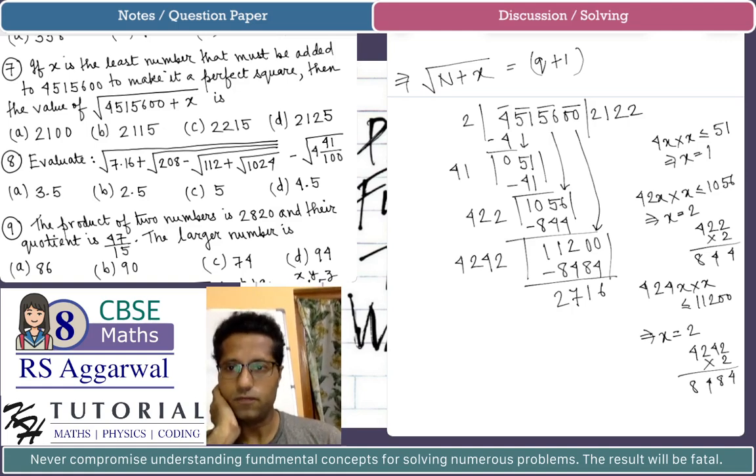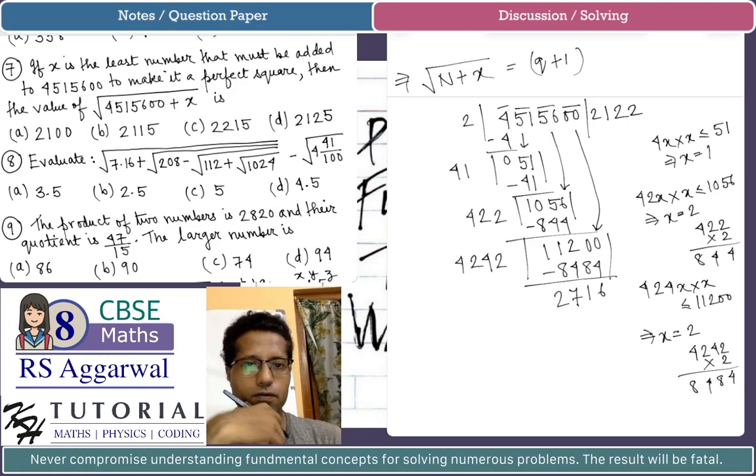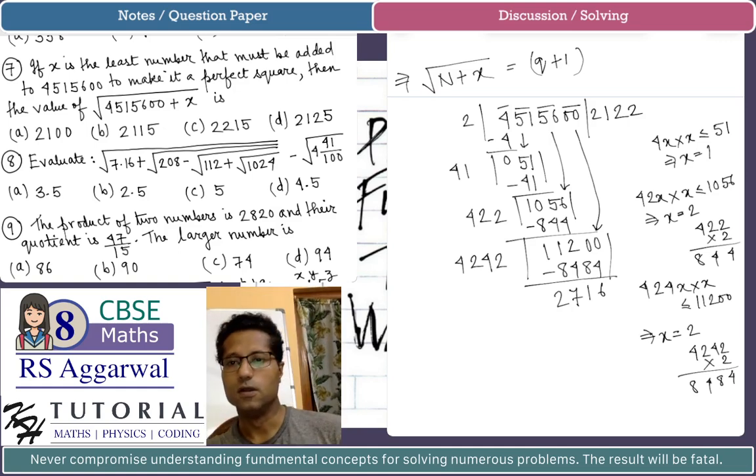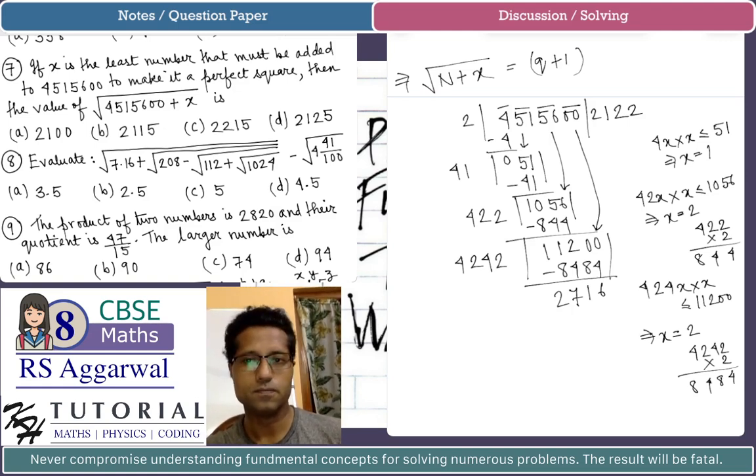Now we are having 2122. What are the choices? 2125, 2125. The closest, 2115. Okay, I have to check it once again, the long division method right from the start. So periods are 00, 56, 51 and 4.